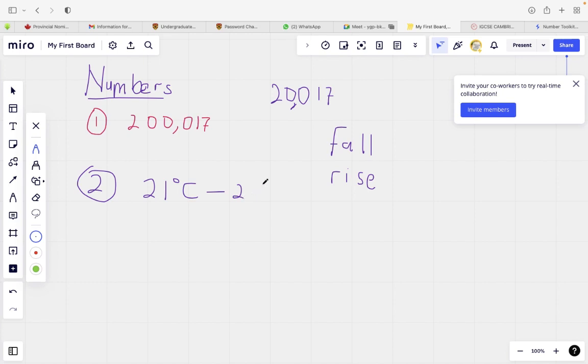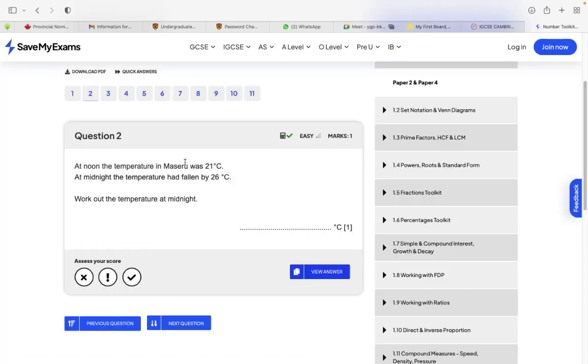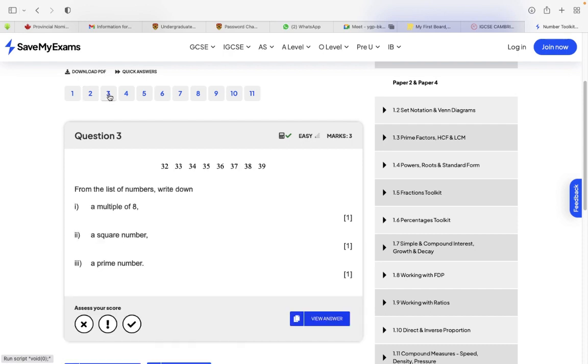So 21 minus 26 degrees Celsius will give us negative 5 degrees Celsius. Right? So at midnight, it's so cold. It's minus 5 degrees Celsius. But during the day, the temperature reached 21 degrees Celsius at midday. Is that okay? So let's take another question. We move from the easy ones quickly, then we'll go to a bit more difficult ones.